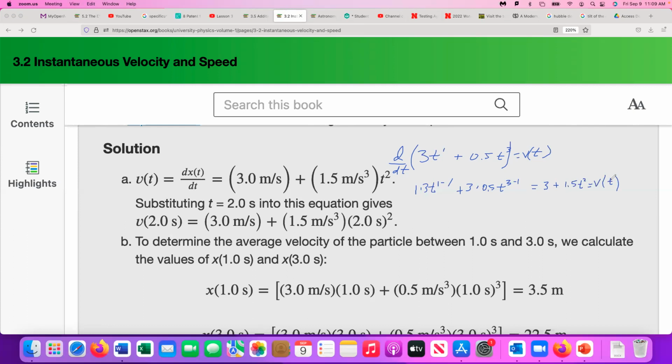And all you need to do is plug in a time. They want the average velocity between 1 and 3 seconds, so we can plug in 2 seconds, which is what they want to do here. When you plug in t equals 2 seconds, you get 3 plus 1.5 times 2 squared, which is 4. So 4 times 1.5 is 6, and then you add those together. And that's what they've done here: 3 plus 1.5 times 2 squared.